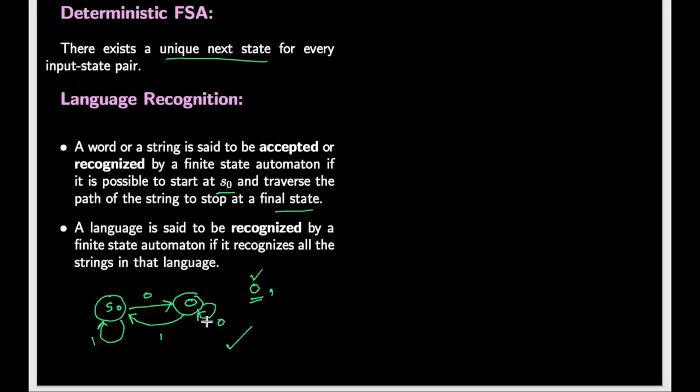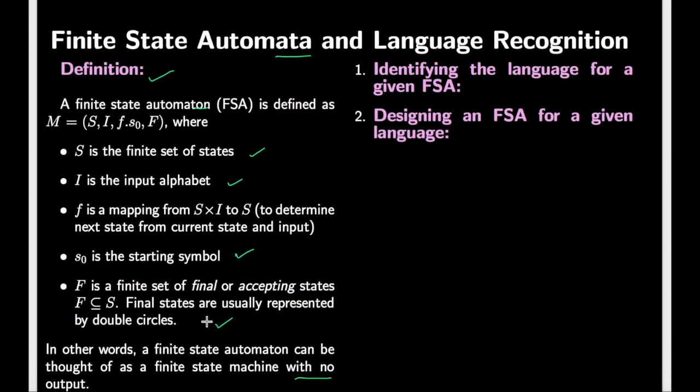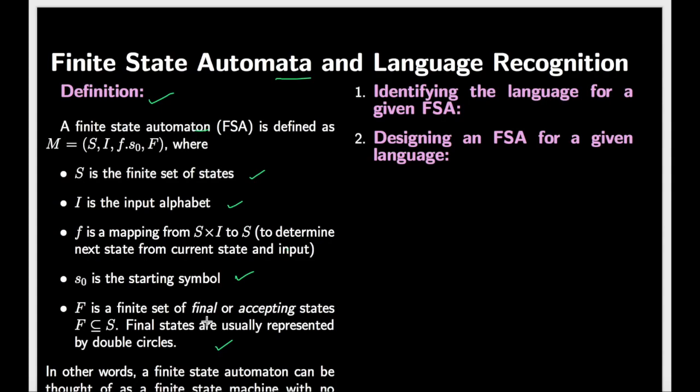Now there are mainly two kinds of problems which are encountered. The first is identifying the language for a given finite state automaton. This means that we are given a finite state automaton and we want to find the language that is recognized by it. The inverse problem is that we are given a language and we have to design a finite state automaton. Let's now focus on the first one.